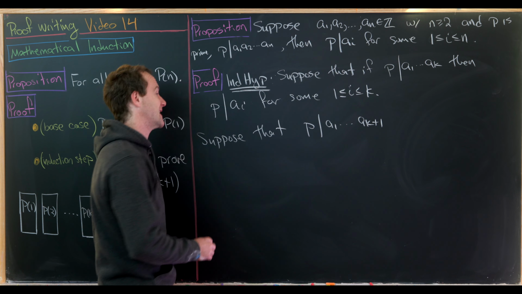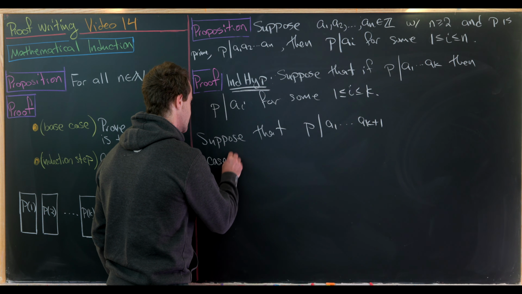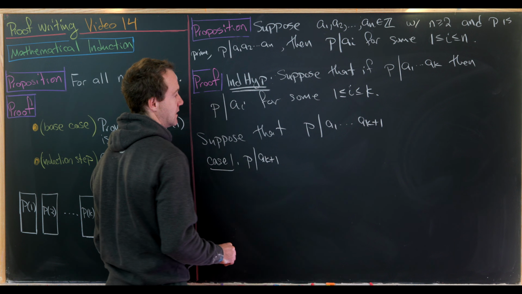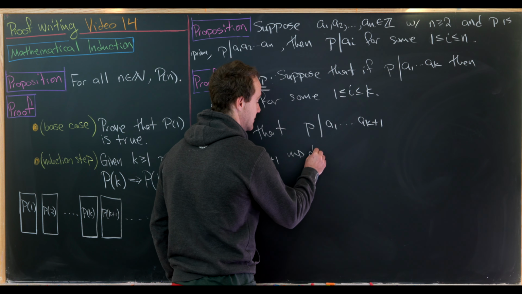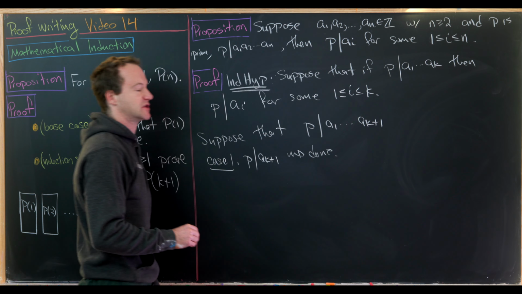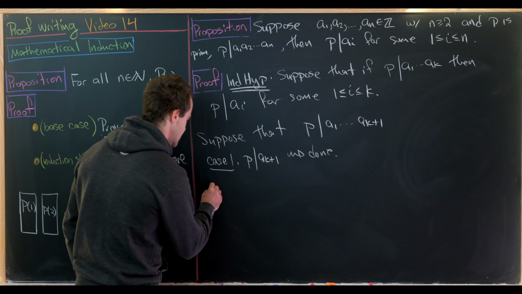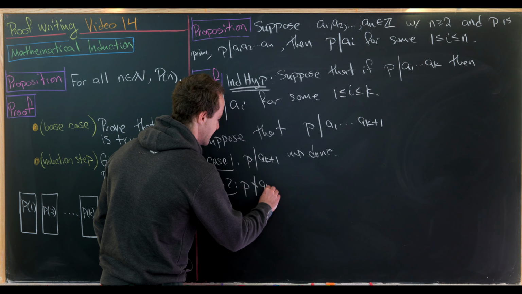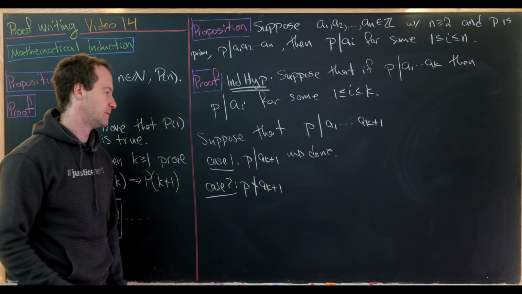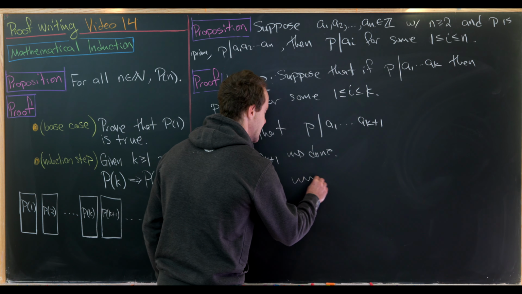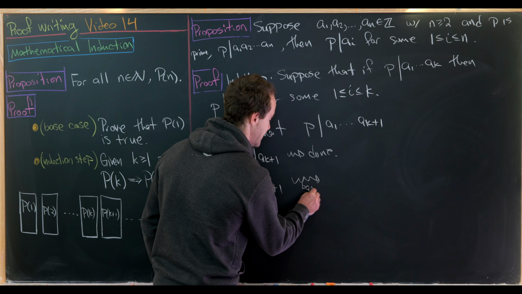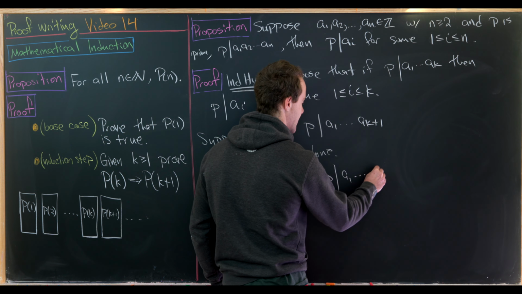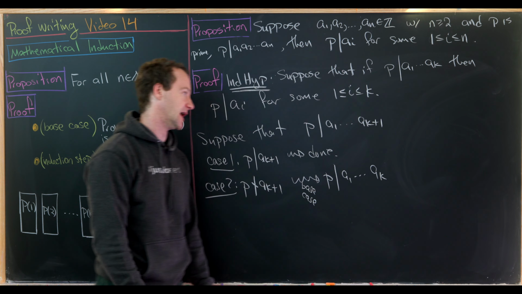And then let's break this into two cases. Case number one is that P divides AK plus 1. But in this case, we're done because we have P divides one of the terms from that product. Then case number two will be P does not divide AK plus 1. But then by the n equals 2 case, or by the base case, that means that P must divide the product A1 up to AK.